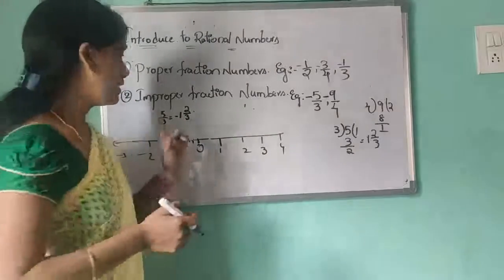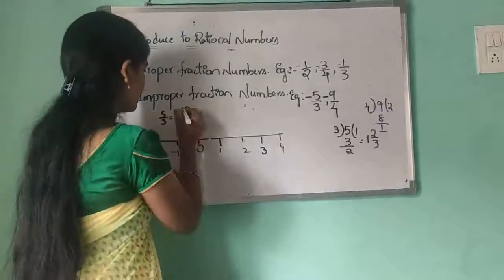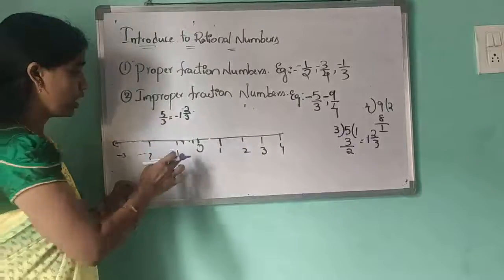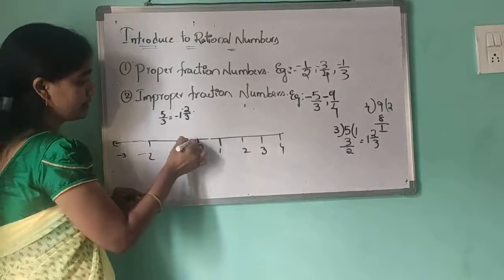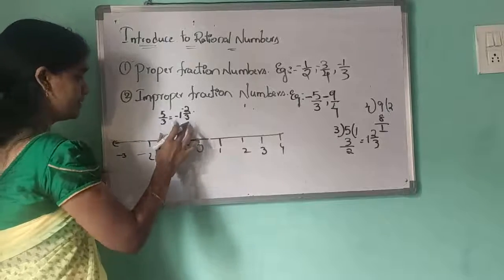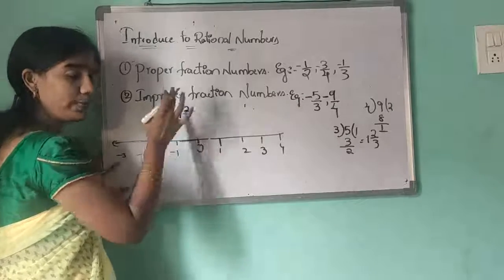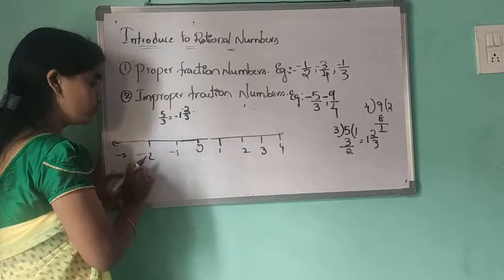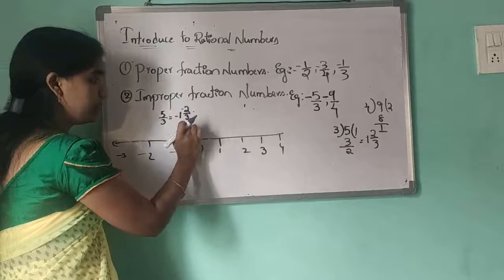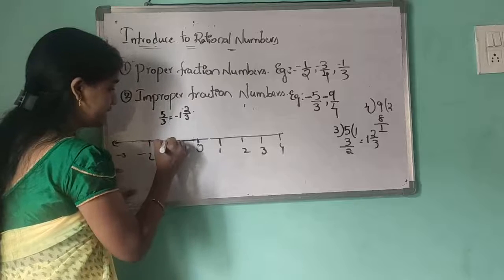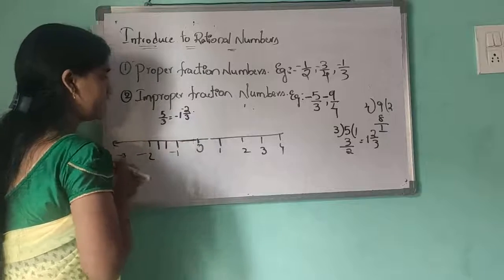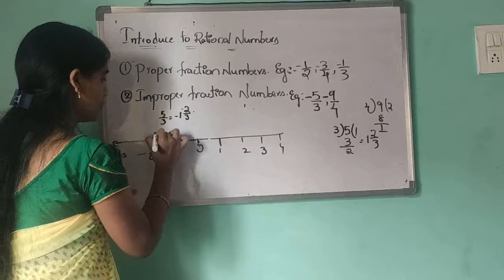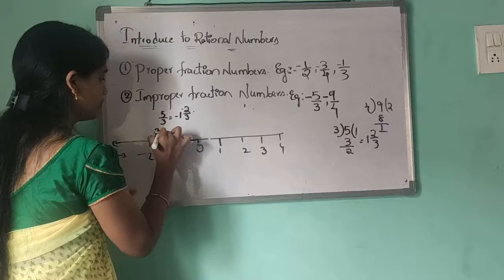It lies in between minus 1 and minus 2. Let's see how to represent the number on the number line. You have to see how many equal parts. It lies in between minus 1 and minus 2. How many parts? 3 parts. You have to divide it into 3 equal parts. So here minus 1, 2 by 3.